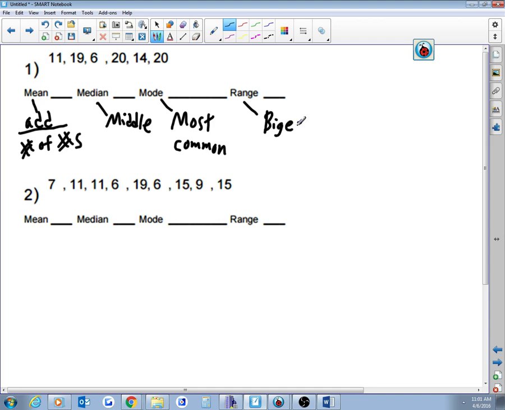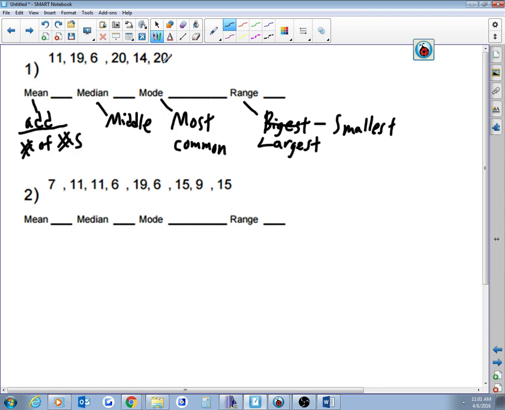It's biggest minus smallest. Biggest has two G's in it. Let's just put largest minus smallest. Okay, so for these numbers, we got 11, 19, 9, 20, 14, and another 20.